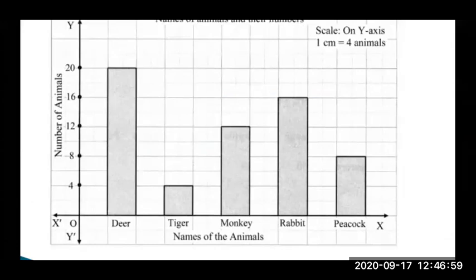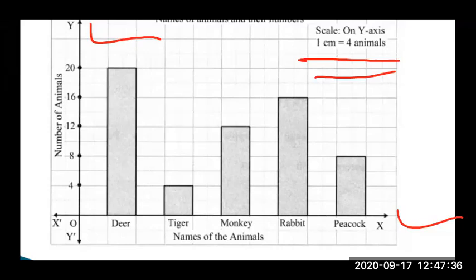Okay. Just see the graph first, then do it. Now on the x-axis, we have written the names of animals, and on the y-axis we have to write the numbers of animals. The names are given: deer, tiger, monkey, rabbit and peacock. But first of all, after making the x-axis and y-axis, we have to write the scale, which goes on the right side of the graph paper.